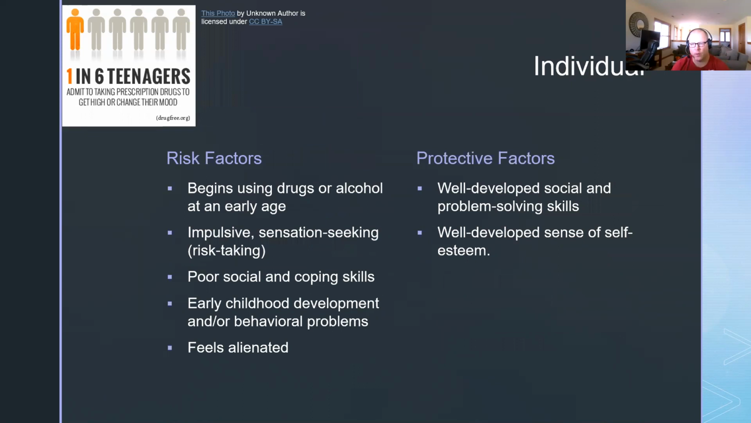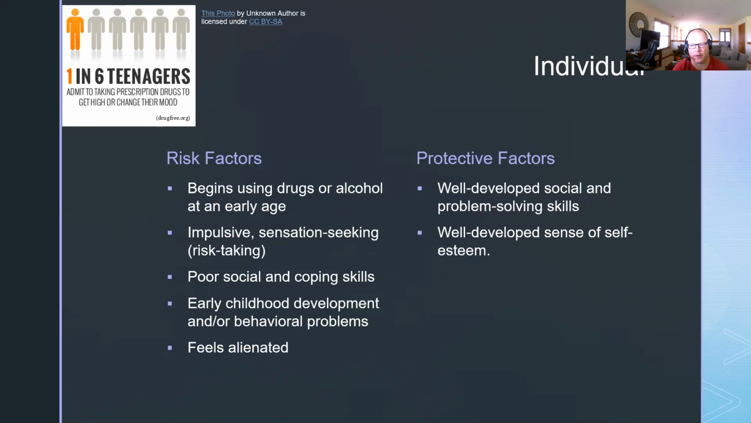So first of all, focused on the individual. Some risk factors related to an individual: begins using drugs or alcohol at an early age, so that increases your risk factor of becoming dependent on drugs and alcohol. A person has an impulsive, sensation-seeking, risk-taking personality, increased risk factors, poor social coping skills, early childhood development and/or behavioral problems, or possibly is feeling alienated.